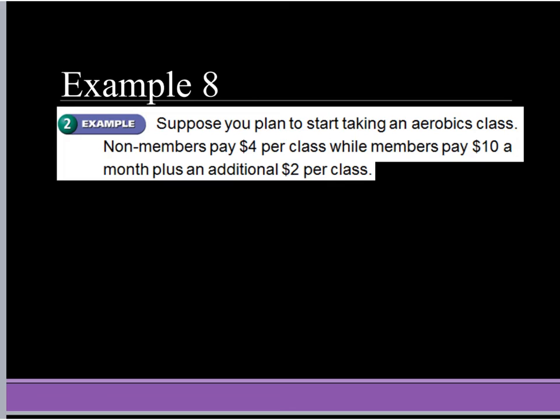Now for example 8, it says, suppose you plan to start taking an aerobics class. Non-members pay $4 per class, while members pay $10, plus they pay an additional $2 per class.